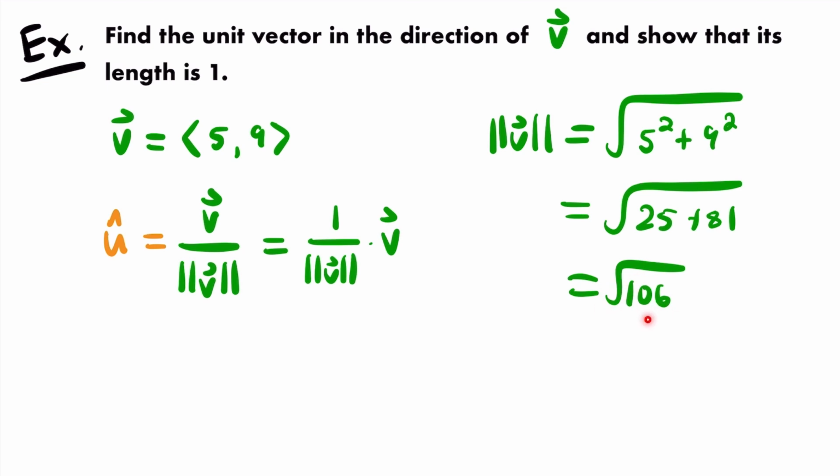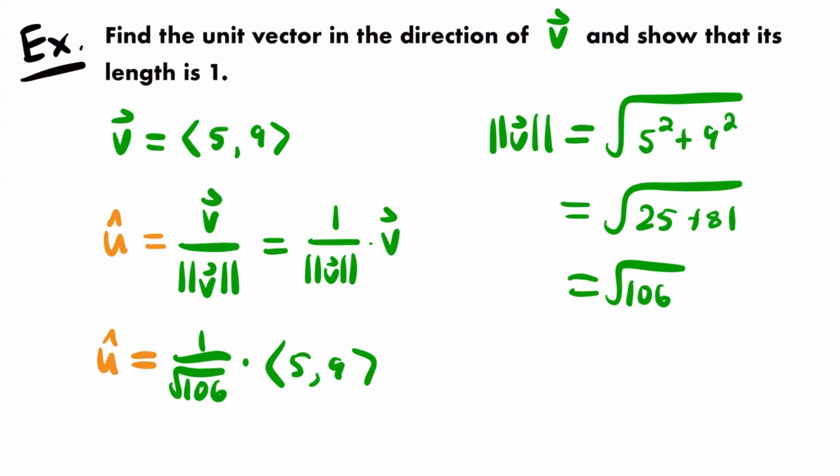The square root of 106 is the magnitude of vector v. So here's what we'll have. The unit vector that is in the same direction as vector v will be equal to 1 divided by the square root of 106 times vector v, which is the position vector 5, 9. So we're going to have 5, 9.